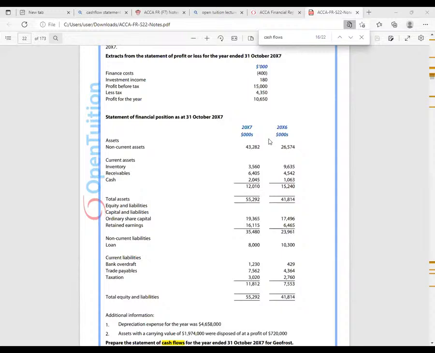So, ladies and gentlemen, for inventory, what am I seeing here? At the beginning, we had 96.35, right? And then we ended up with 35.60. So can somebody try to explain to us: is this a cash inflow or a cash outflow?